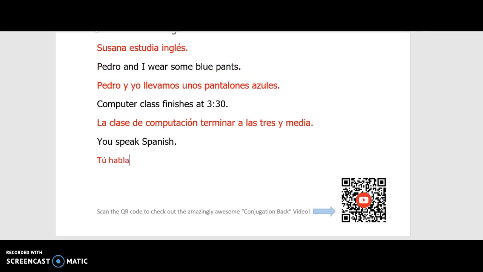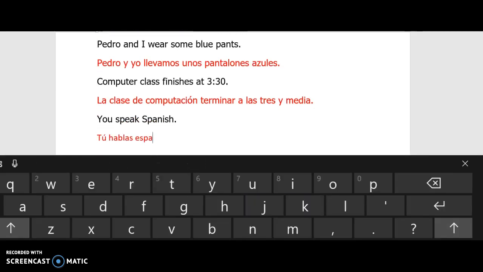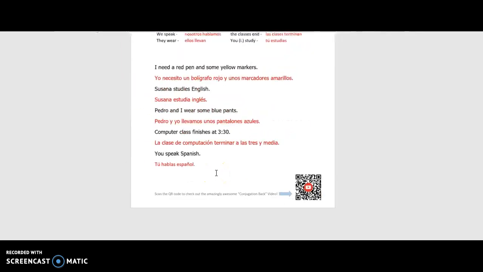Speak is hablar. So in this case, it's going to be hablas. And what do you speak? Español. Tilde over the N. Tú hablas español. All right, so guys, there we go.